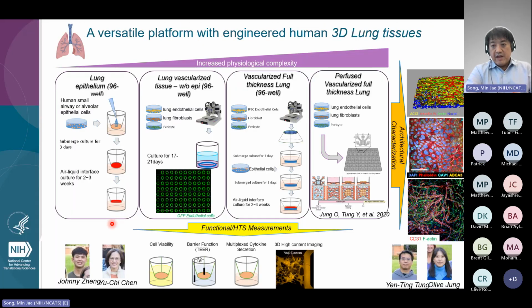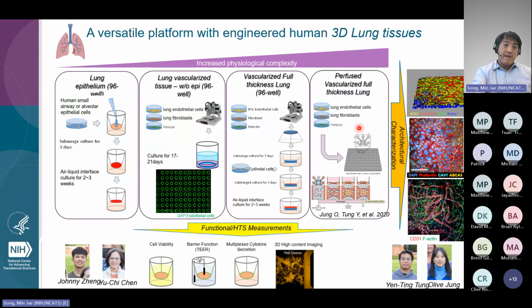So let's switch gears a little bit. I think I have a little bit of time, so I will try to finish this presentation in 5 minutes. This lung model has 4 different levels of complexity. The very left-hand side is the simplest model, just adding the epithelial cell, and the second column is printing the vascularized tissue without epithelial cell. Combining the vascularized tissue and epithelial cell together, we have been developing this vascularized full-thickness lung model in a Transwell format, very similar to this ocular model as well.